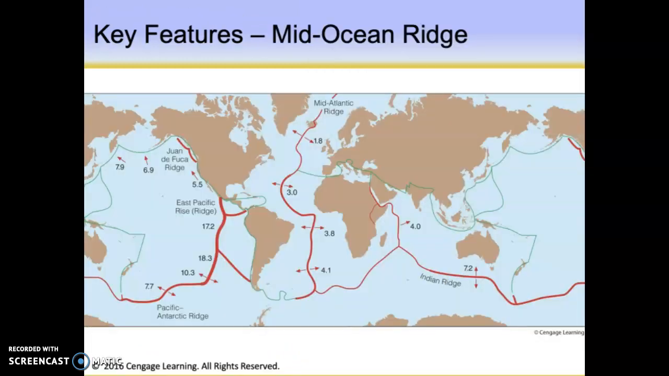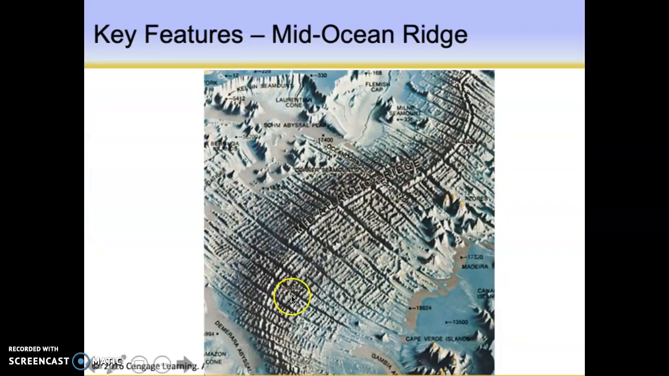The next feature we want to take a look at as we go across the ocean is the mid-ocean ridge. And the mid-ocean ridge we've talked about, again, divergent margin. You can see where the mid-ocean ridges are located. They're colored in red on this map. And here is the mid-ocean ridge at the center of the Atlantic Ocean. The mid-ocean ridge is a place where the plates are pulling apart. So this is a divergent margin.